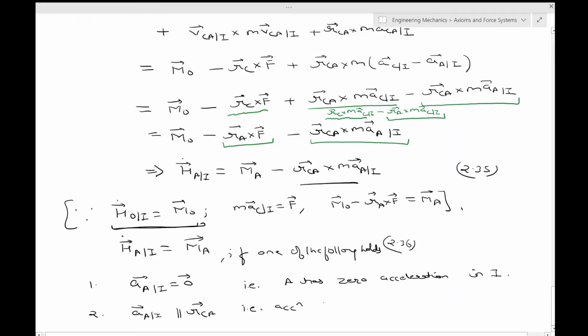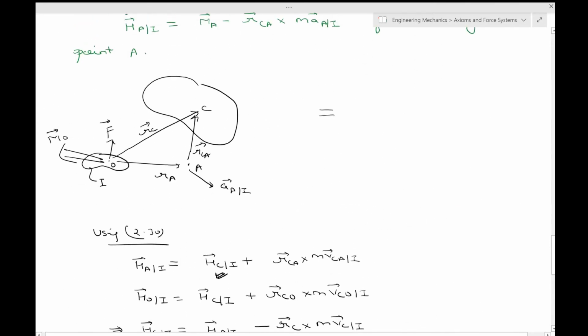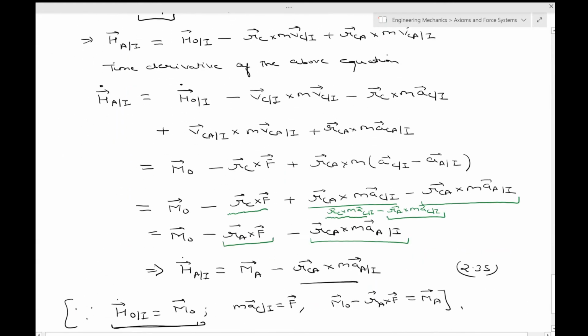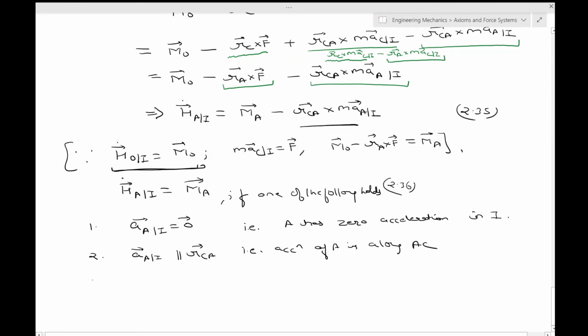Acceleration of A is along AC. So you can look up this figure. The acceleration of A has to be along AC. In that case also this will hold true. Or the third case is that R_CA is equal to 0. That clearly means the arbitrary point is the center of mass, that is A coincides with C.